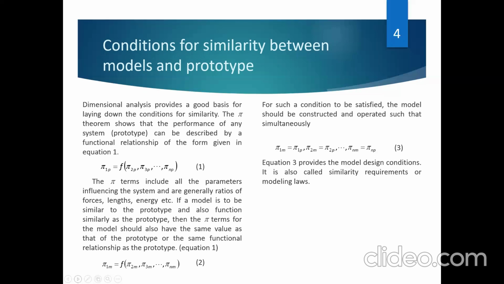If a model is to be similar to the prototype and also function similarly as the prototype, then the pi terms for the model should also have the same value as that of the prototype, or the same functional relationship as the prototype. So, ito yung equation 2, pi 1m ng model is equal to f of pi 2m, pi 3m, and so on to pi nm. So, for such condition to be satisfied, the model should be constructed and operated such that simultaneously pi 1m is equal to pi 1p, pi 2m is equal to pi 2p, and so on.